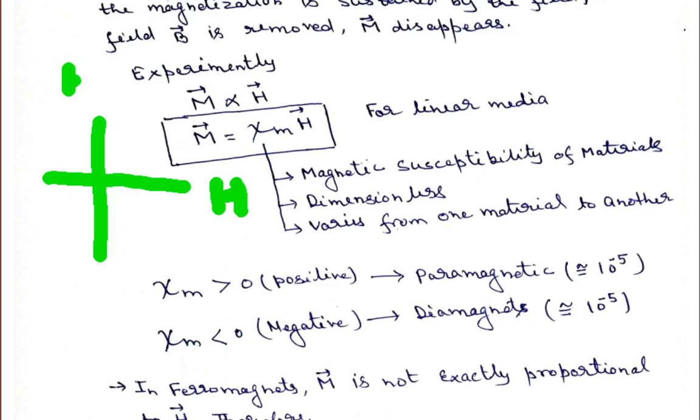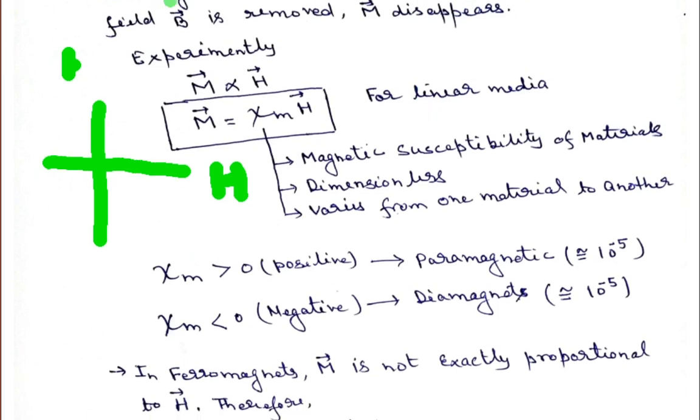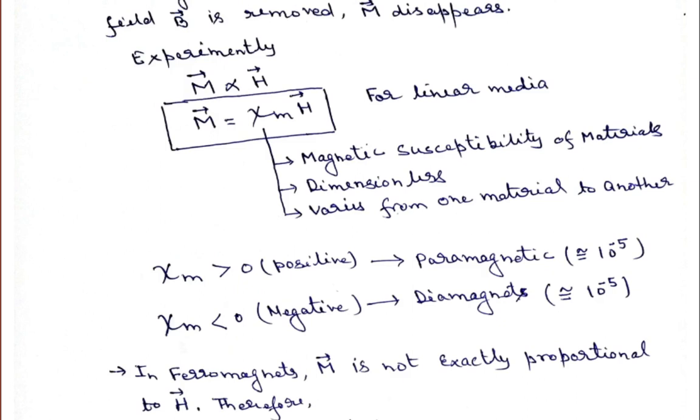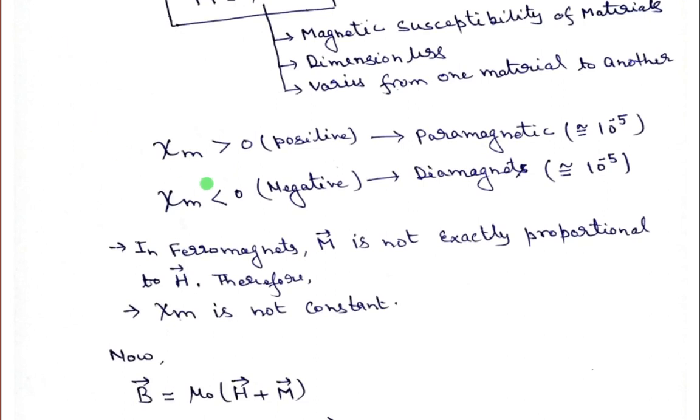But in the case of a ferromagnetic material, if you measure the magnetization with field, there will be no straight line. That is why diamagnetic and paramagnetic materials are called linear media, but for ferromagnetic material the medium is not linear. That means you will not get a linear loop; rather you will get a complicated loop, and that loop is known as the hysteresis loop. I will cover that in the next lecture. In the case of ferromagnetic material, chi m is also not constant, that means it changes.